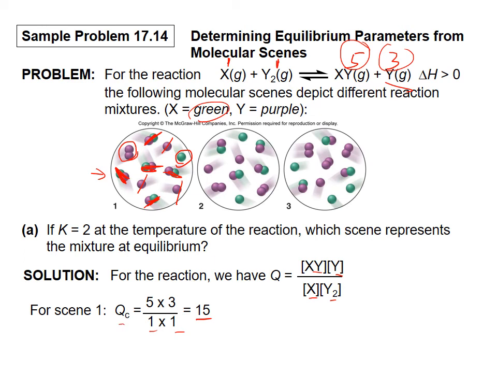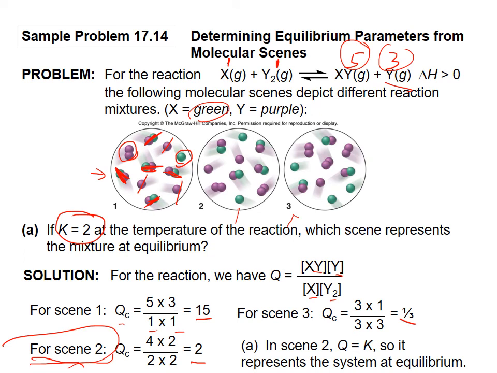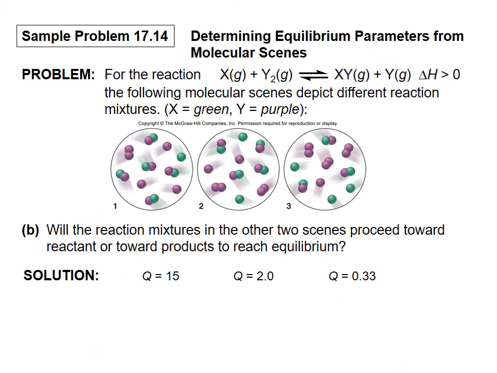Now you do the same for scene 2 and scene 3. You count the numbers of reactants and products and you calculate Q. For scene 2, Q is 2. For scene 3, Q is 1/3. Because K is 2, it's given, we can see only scene 2 is at equilibrium. Scene 1 and scene 3 are not at equilibrium. Let's look at question B.